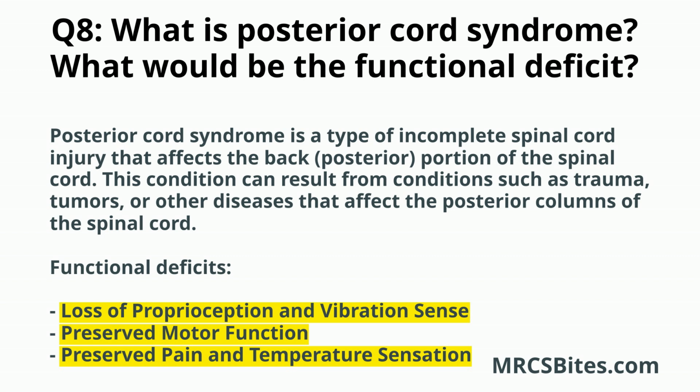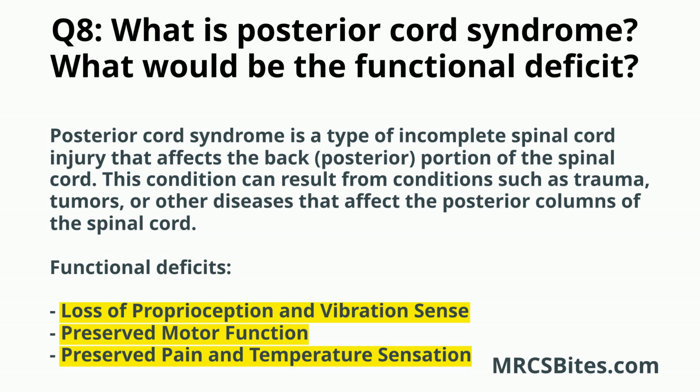The posterior columns, dorsal columns, of the spinal cord are responsible for transmitting proprioceptive, sense of body position, and vibration sensations. Damage to these columns results in a loss of these sensory modalities below the level of the injury. The corticospinal tracts, which are involved in voluntary motor control, are not typically affected in posterior cord syndrome.